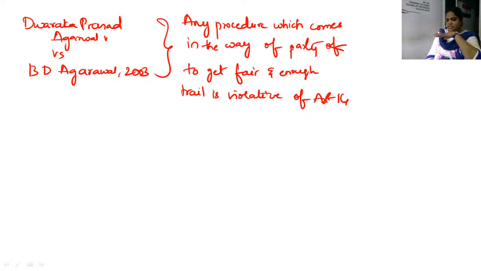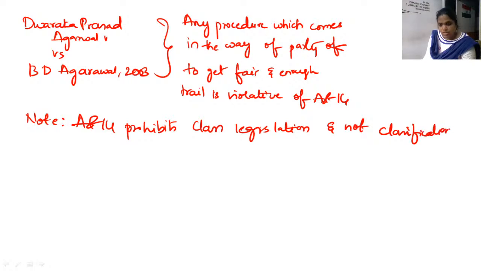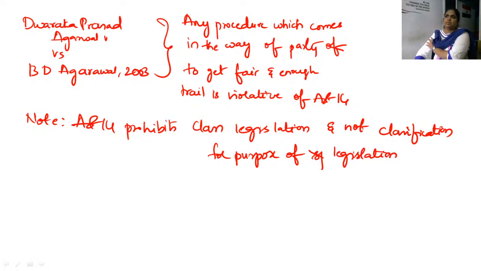Anything which comes as a hurdle for the development of such sections or any other such process will be called discrimination and a violation of Article 14. Next, I have to mention, Article 14 prohibits class legislation. Class legislation, okay, not classification for the purpose of legislation. Making legislation for a particular class is not allowed.